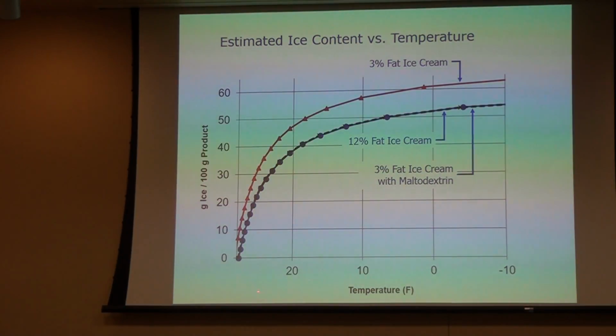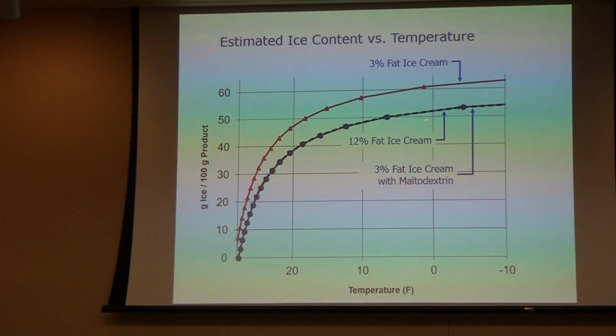So what we have here is we go right on the x-axis, this gets colder, right? And as we go up on the y-axis, we have more ice. So if we look at this, as it gets colder, we get to a point where we've got so much ice that's in this product.